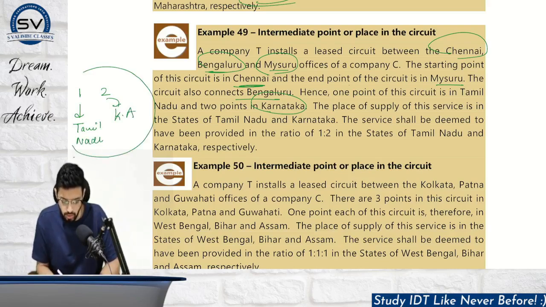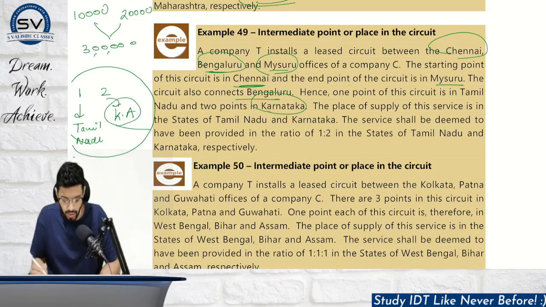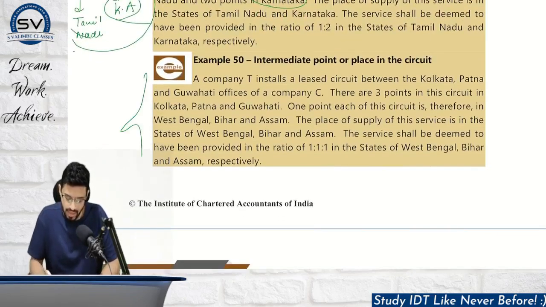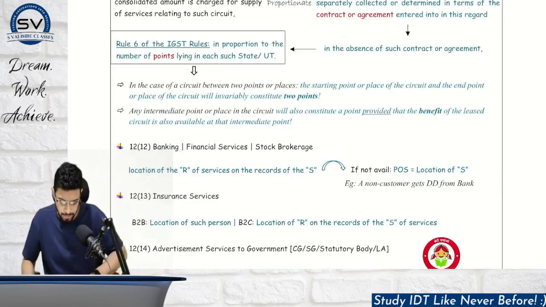Okay, so your ratio will be 1:2. So let's say tomorrow the value of this particular service is 3 lakh. So with respect to 1 lakh, the place of supply shall be Tamil Nadu, and for 2 lakh, it shall be Karnataka. Okay, so this is again another example given. So you can do that. I think the picture is clear now as to how you need to proceed.